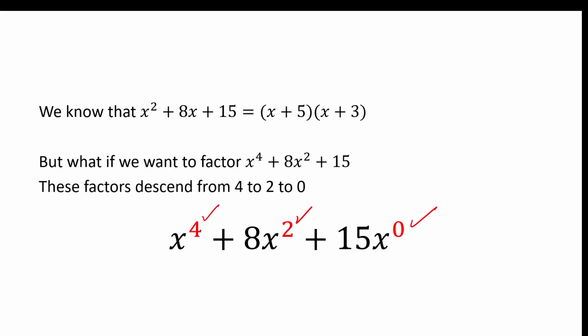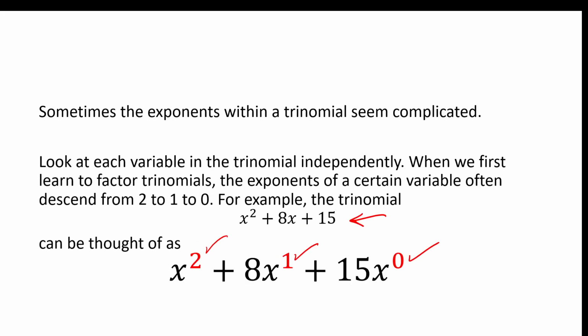Well, let's go back once and look at the x squared plus 8x plus 15. We would know that two numbers that multiply to 15 but add to 8 are positive 5 and positive 3. So this is what we would get factoring the simple trinomial.